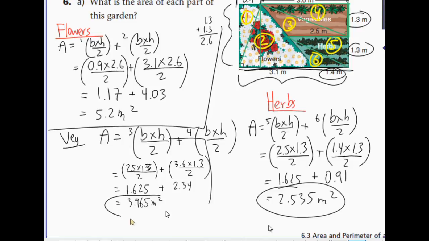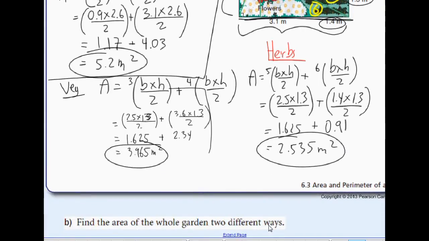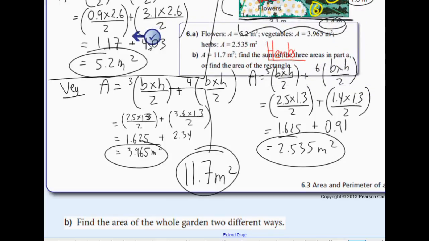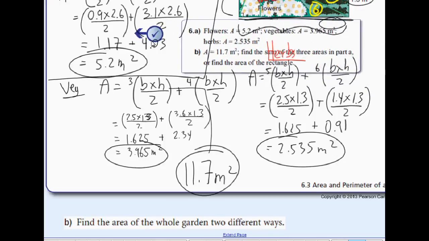Now we're going to add all these up together. This number, this number, this number, and pray we did this right, because this was a lot of work. And when I add all those numbers up together, I get a total area of 11.7 meters squared. And I wonder if I check the answer, if they're going to concur with that. Yes, look at that, 11.7 meters squared.